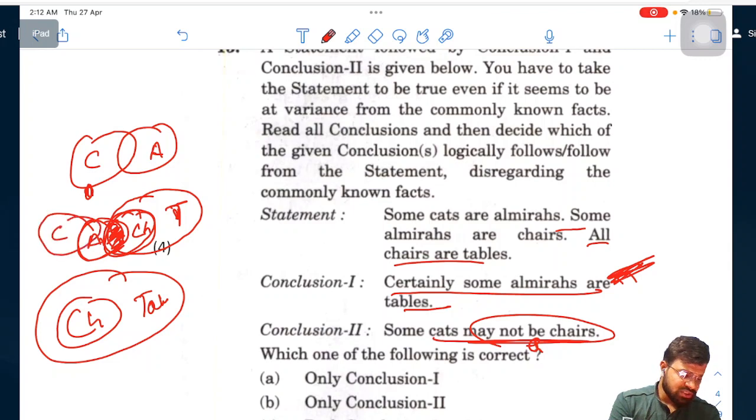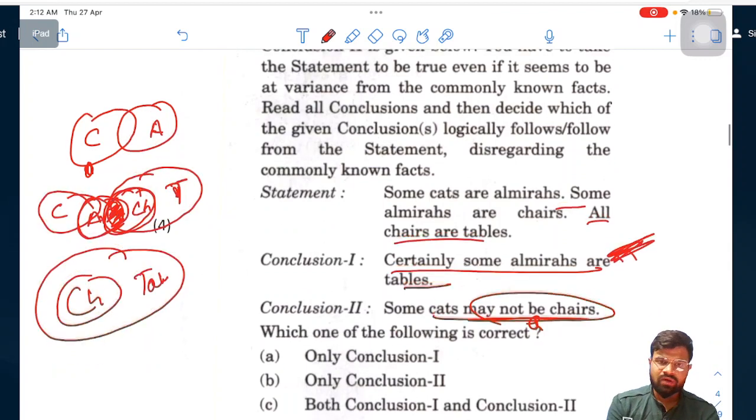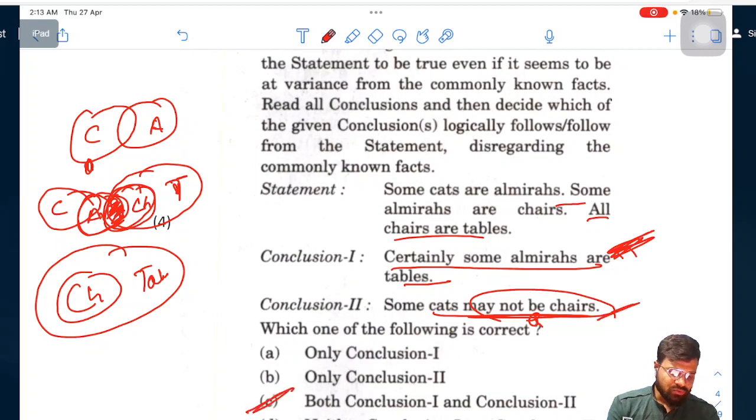So suppose these are the cats. So some cats are not chairs. Obviously some cats are not chairs. So this can be true. So both conclusions are true.